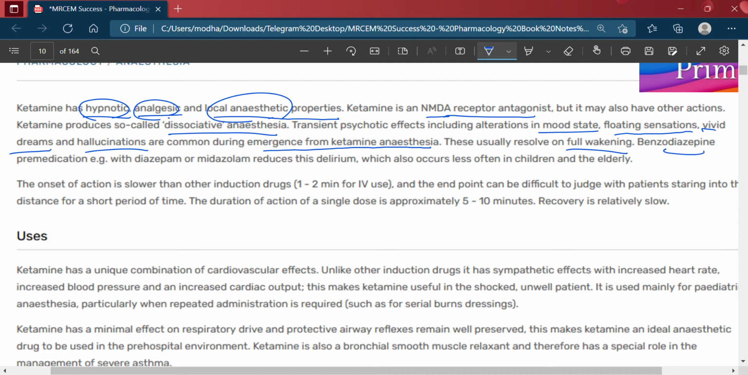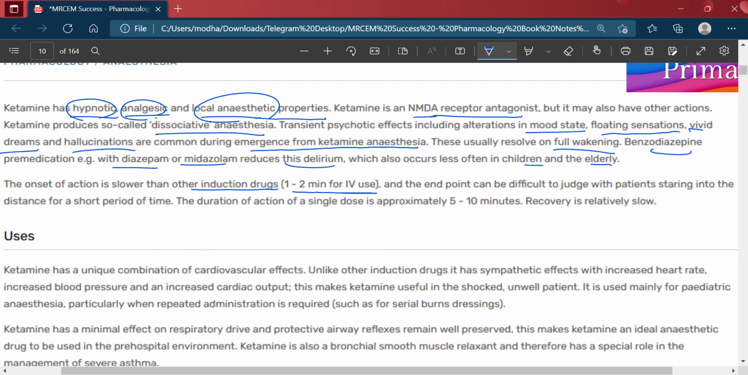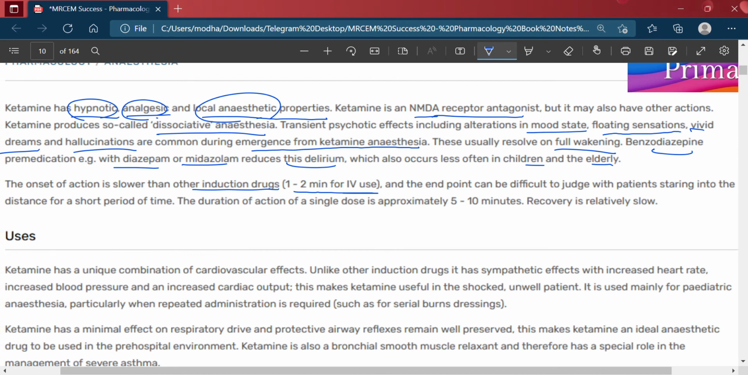Benzodiazepine premedication, for example with diazepam or midazolam, reduces this delirium, which also occurs less often in children and the elderly. The onset of action is slower than other induction drugs, 1 to 2 minutes for IV use, and the end point can be difficult to judge, with the patient staring into the distance for a short period of time. The duration of action of a single dose is approximately 5 to 10 minutes.